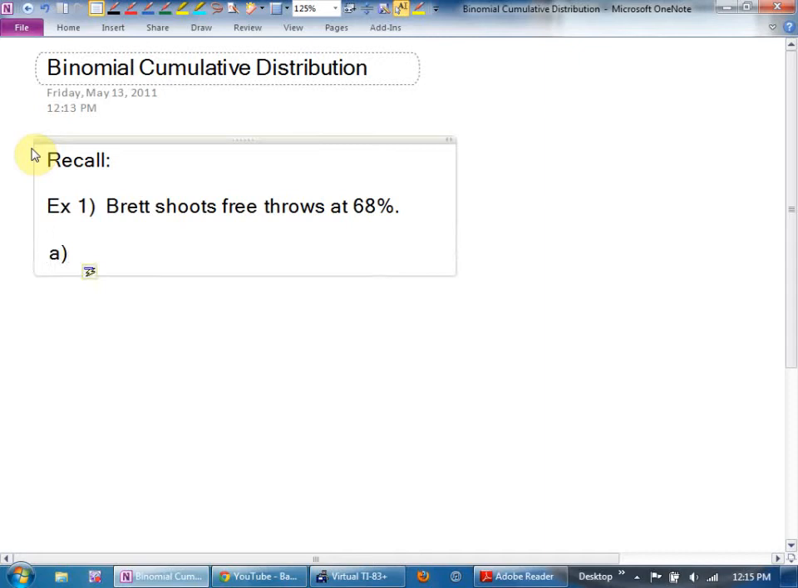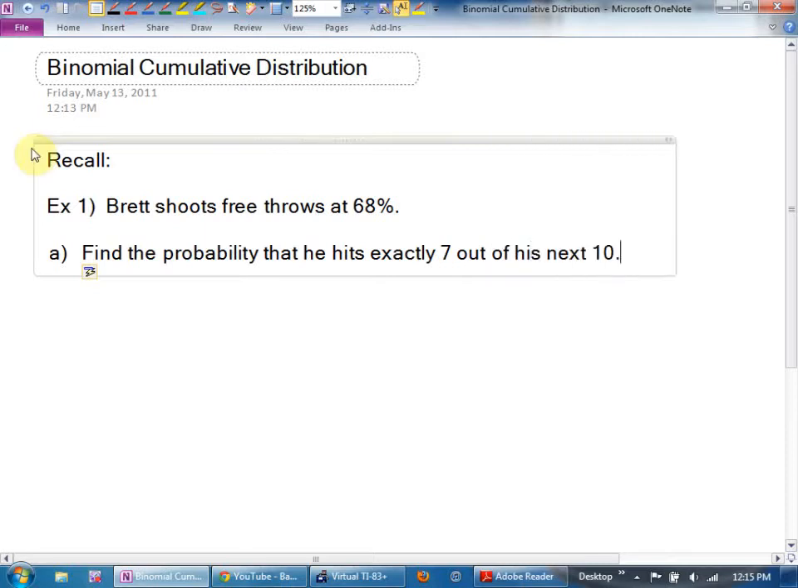A. Find the probability that he hits exactly seven out of his next 10. Ready, Jasmine? How many shots is he taking grand total? 10. So, we would say this: N equals 10. N was the number of trials. Now, the variable that we used for the number of successes was X. How many does Brett want to go in? Seven.